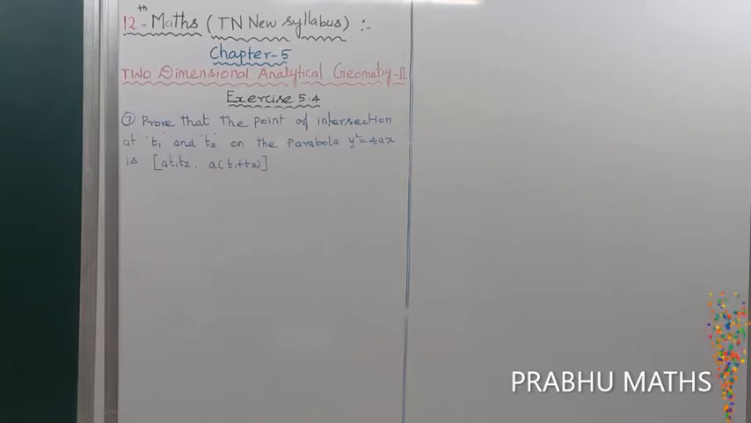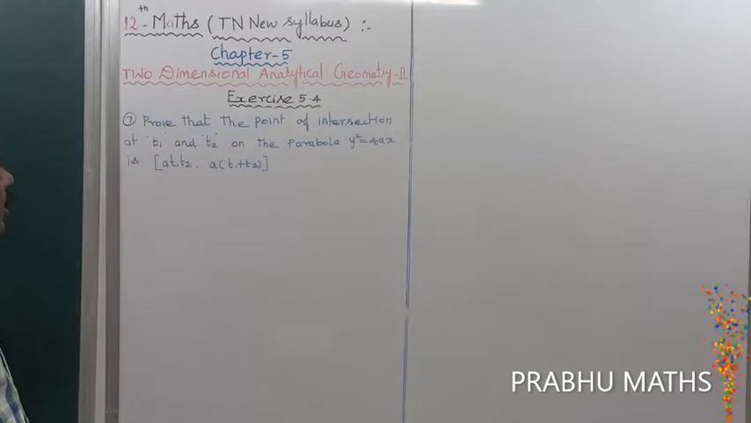Prove that the point of intersection of the tangents at t1 and t2 on the parabola y² = 4ax is (a t1 t2, a(t1 + t2)). So that is the proof of the equation.